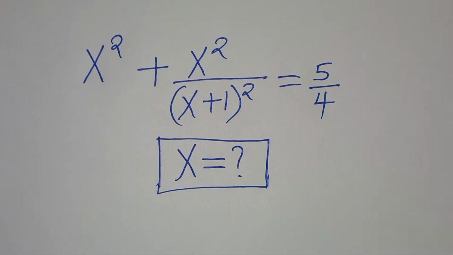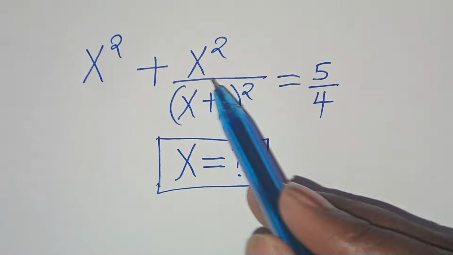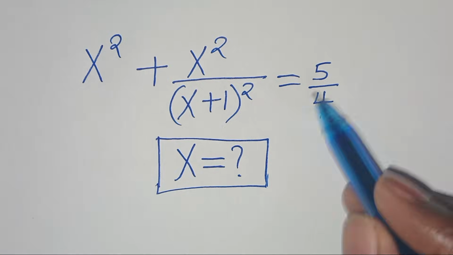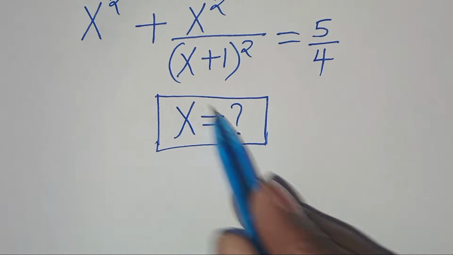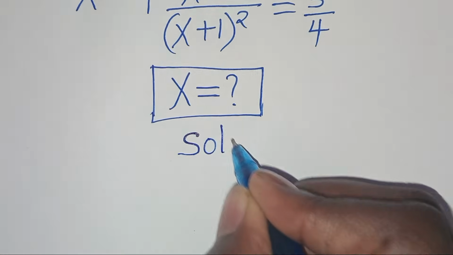Hello everyone, you're welcome to solve this nice algebra problem: x squared plus x squared divided by (x plus 1) to the power of 2 is equal to 5 over 4. So what are the values of x? Now let's provide a solution from here.